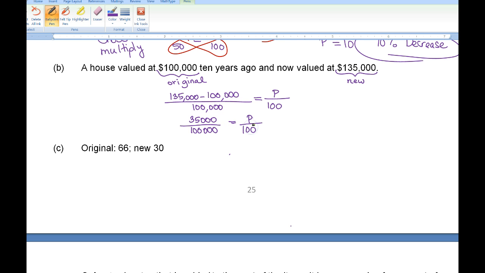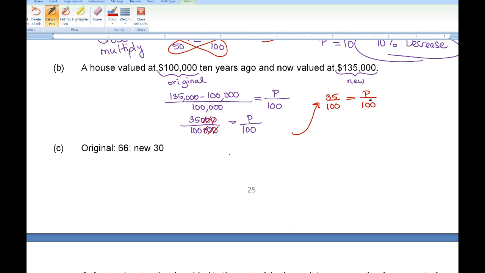Now, you have a choice here. If you want to cancel out some zeros, if that's easier for you, it's fine. I probably would. So I can cancel 3 zeros in the top and 3 zeros in the bottom, over 100. So 35 over 100 equals P over 100.